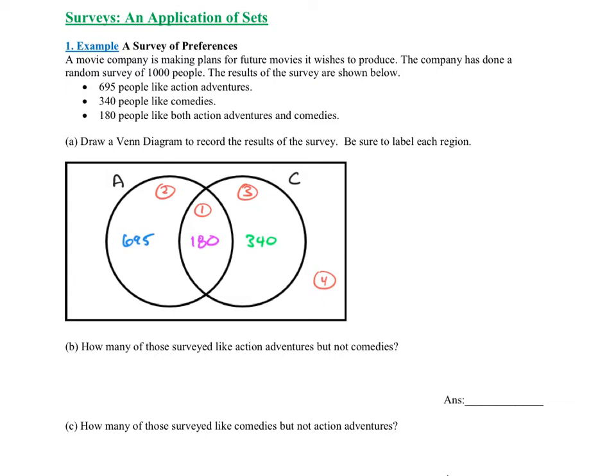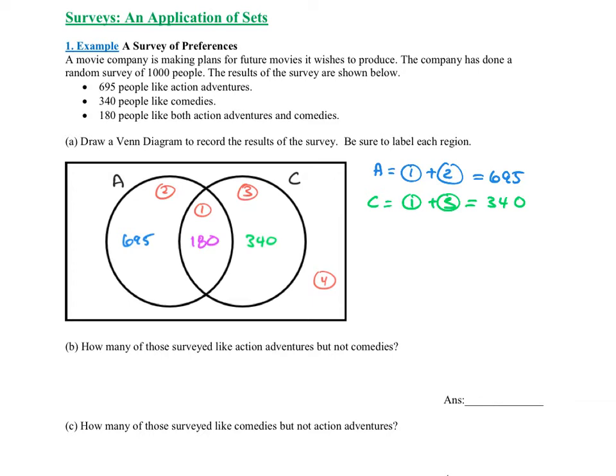And the answer is, you've done it wrong. What have you done wrong? What you need to remind yourself of is, what does circle A represent? Circle A represents regions 1 and 2. So when I take 1 and 2 together, that's when I need to get 695 people. Let's think about region 3, which is part of circle C, right? Circle C would be regions 1 and 3. And when I add those together, I need to get my 340.